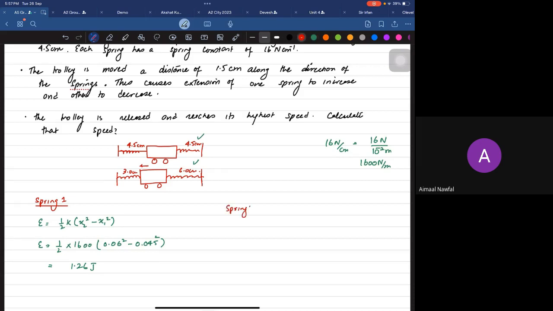The other spring will have a different energy stored in it. So let's do that now. That one, energy equals half times 1600 times, now initially it was 4.5, now it is 3. So 0.03 whole squared minus 0.045 whole squared. All right, can you find this one now, please?